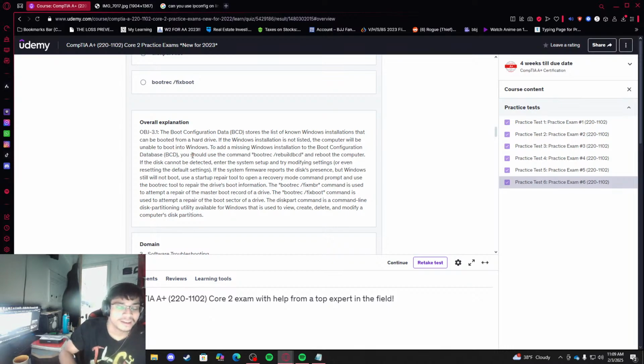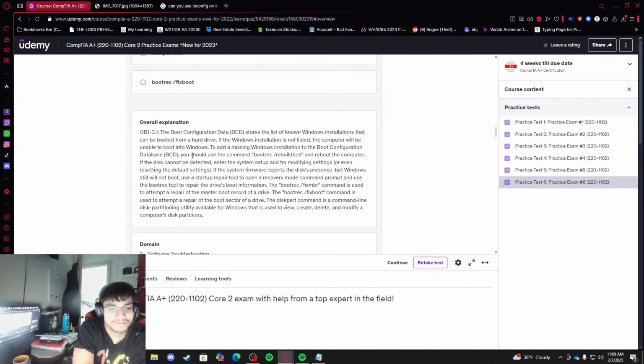The boot configuration data stores the list of known Windows installations that can be booted from the hard drive. If the Windows installation is not listed, the computer will be unable to boot into Windows. To add a missing Windows installation into the boot configuration database, BCD, you should use the command bootrec /rebuildbcd and reboot the computer. If the disk cannot be detected, enter the system setup and try modifying settings or even resetting the default settings.